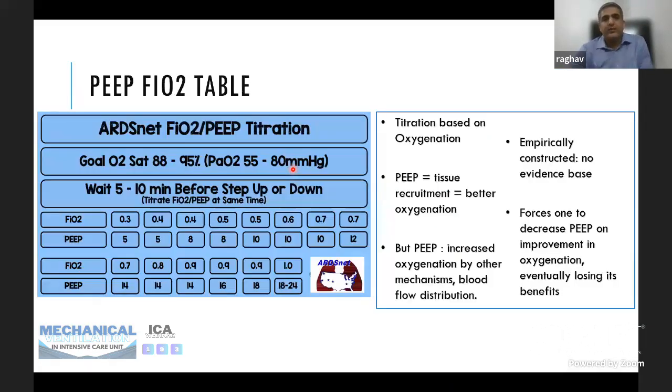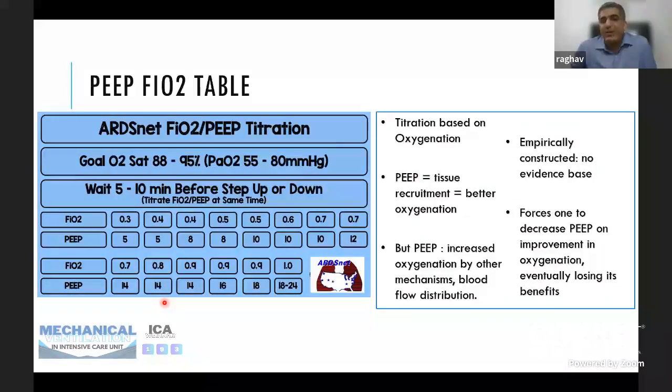So, coming to my first slide, this slide shows the PEEP FiO2 table, which was described 20 years back by the ARDSNet trial investigators. This table advises you to set the PEEP based on the FiO2 required by the patient to maintain a saturation of 88 to 95%. So, for example, if your FiO2 is 0.8, you should set a PEEP of 14.